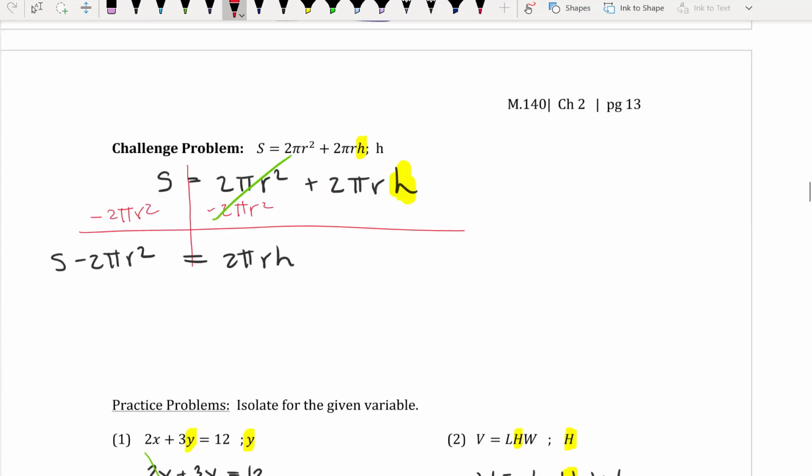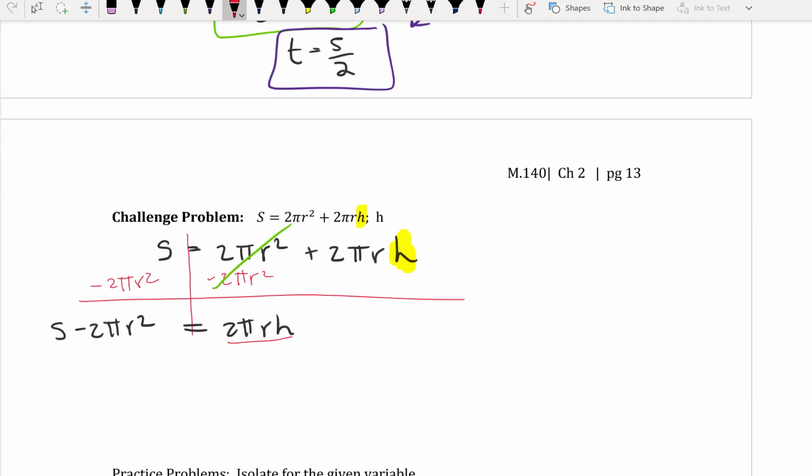Now, since everything is being multiplied, you can divide. So divide by 2 pi r. And you end up with s minus 2 pi r squared over, that denominator there is a 2 pi r. And since everything canceled from the numerator and the denominator, you're just left with that h. So now you have solved for h.